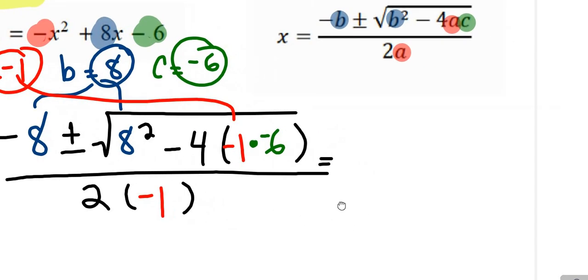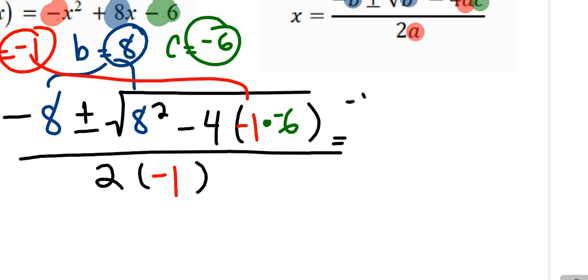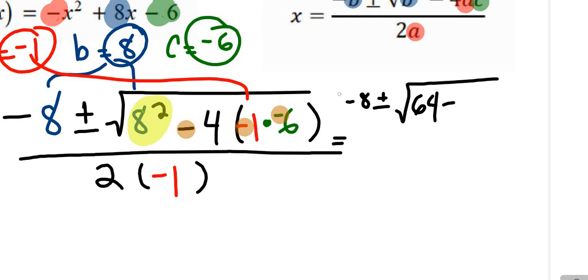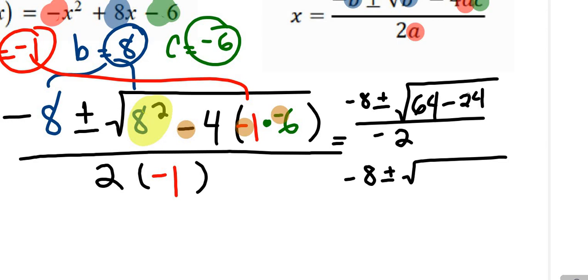Okay, now you just need to be very, very careful with the math here. I have negative 8 plus or minus square root. This is 64. Now watch your negative signs here. We've got a negative times another negative. So negative times a negative is a positive, times a negative is a negative again. So that's going to be minus. And 6 times 4 is 24, all over negative 2. We're going to do a little bit more math here. So I get negative 8 plus or minus the square root of 64 minus 24, which is 40, over negative 2.